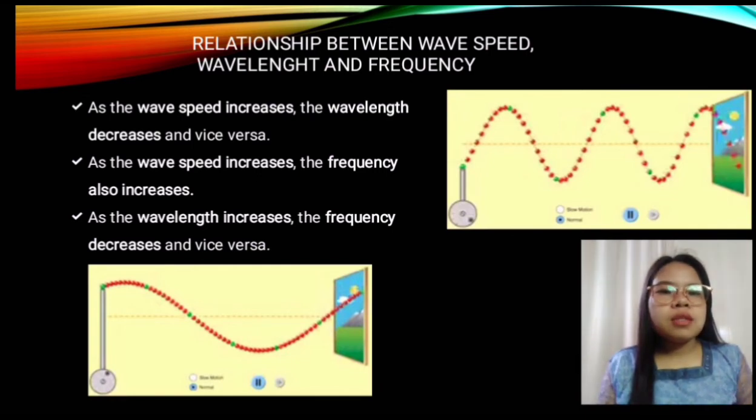Next, as the wavelength increases, the frequency decreases and vice versa. When the speed of the wave decreases, it creates a wide wavelength. So its wavelength increases, and the cycles passed per unit time decrease, so its frequency of course decreases.